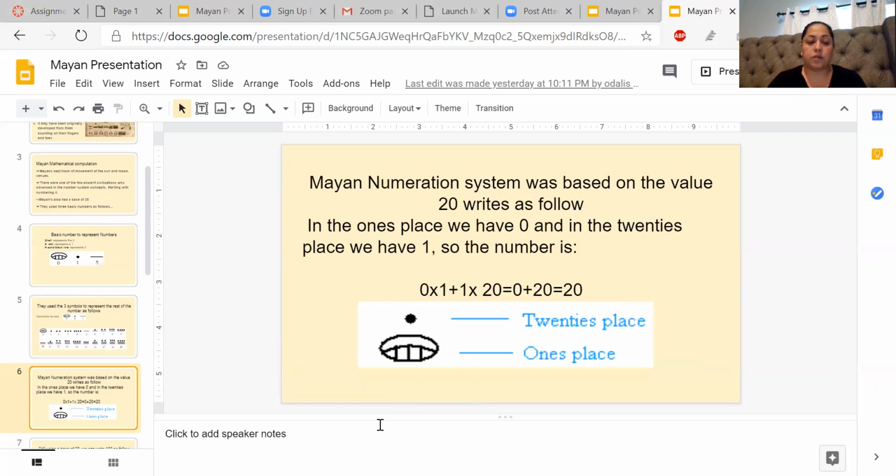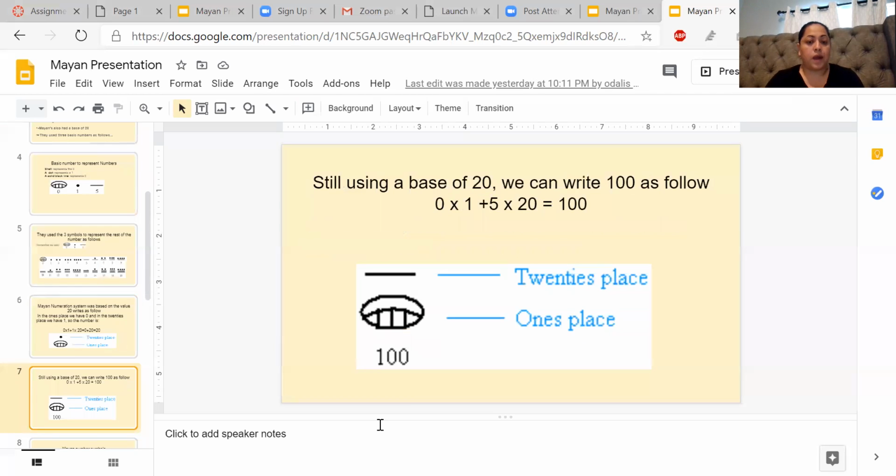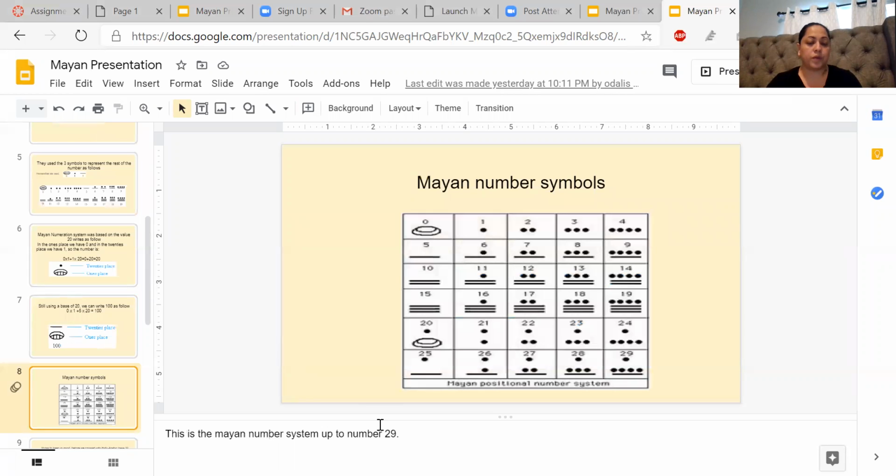Once we get to the number 20, it's represented as follows. In the 1s place, we have the 0, and in the 20s place, we have a 1. Still using base 20, we write 100 as follows, with the shell in the 1s place and a straight line in the 20s place. We'll understand a little more once we follow our steps here.